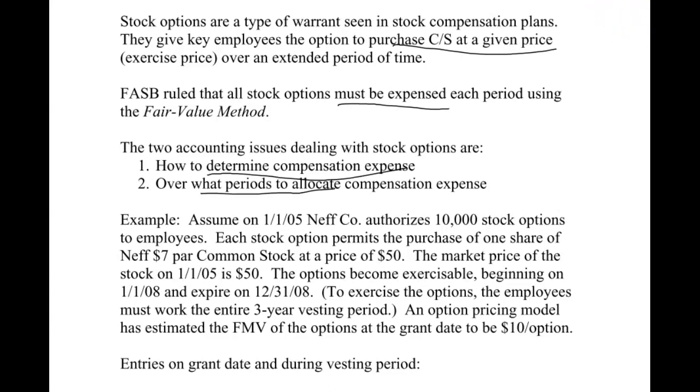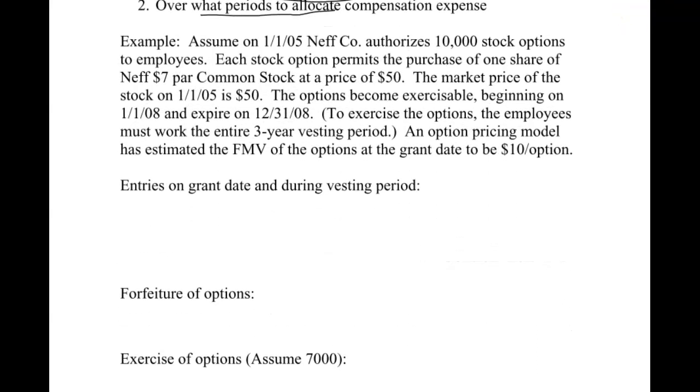So let's look at an example here. We've got a company that authorizes 10,000 stock options. Each stock option permits the purchase of one share of their $7 par common stock at a price of $50. The market price of the stock is $50 on that grant date. They become exercisable in 3 years, and they expire at the end of that 3rd year. I guess that'd be the end of the 4th year. To exercise the options, they must work that entire 3-year vesting period. The option pricing models determine that the value of the options is $10 per option.